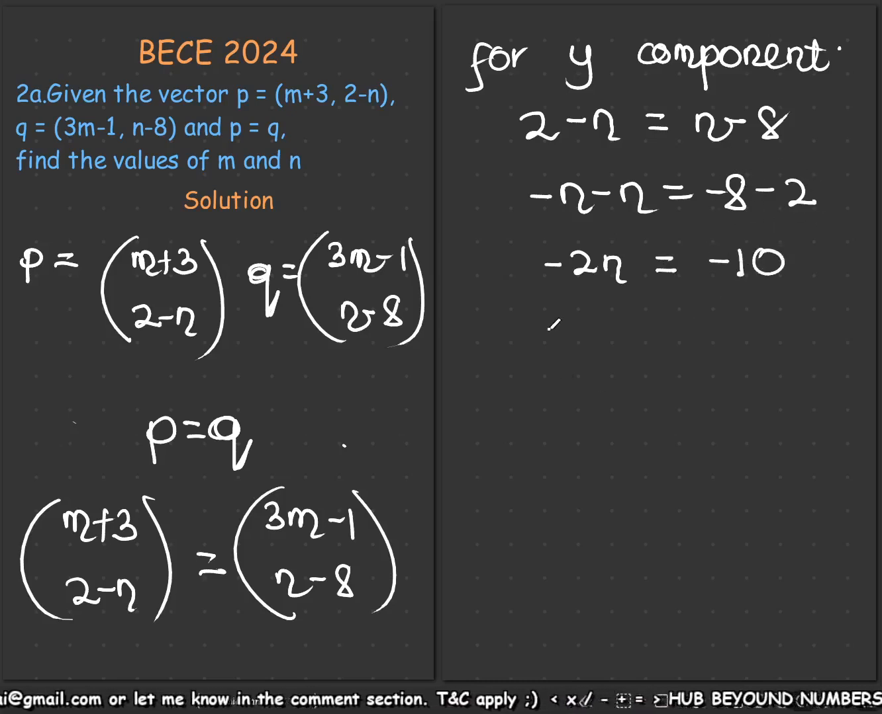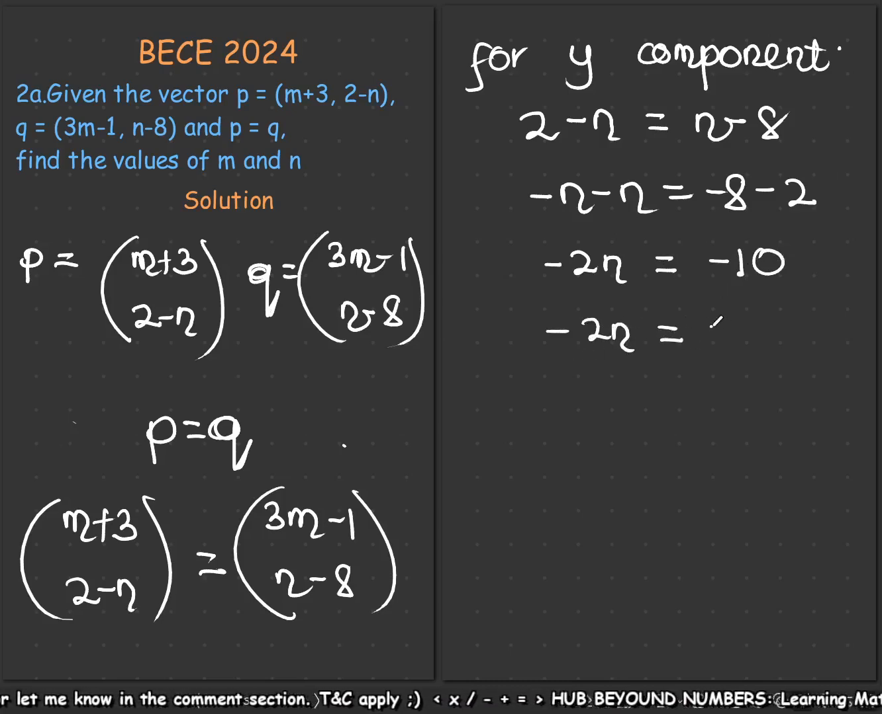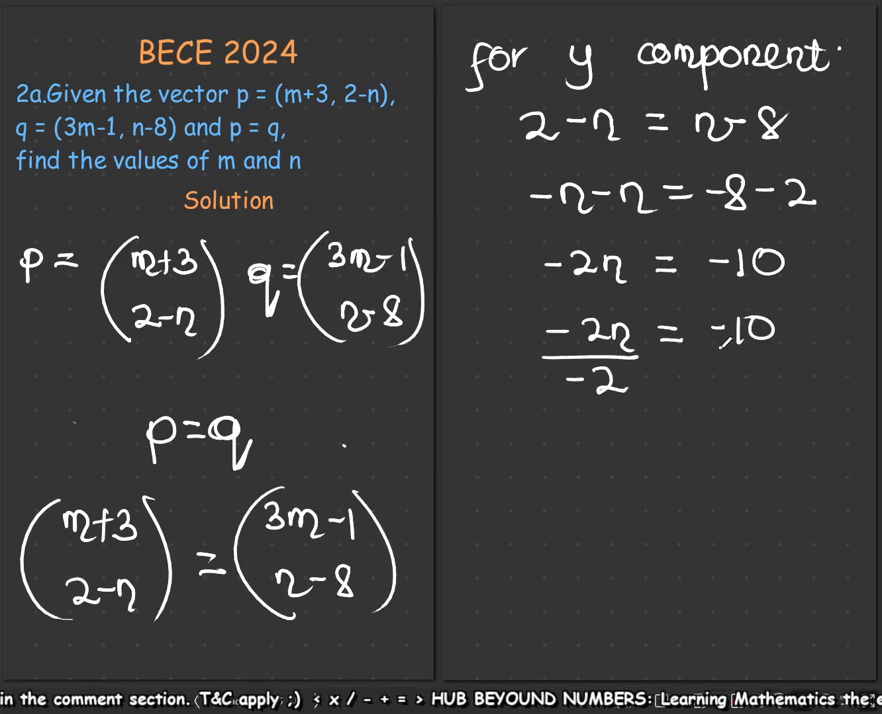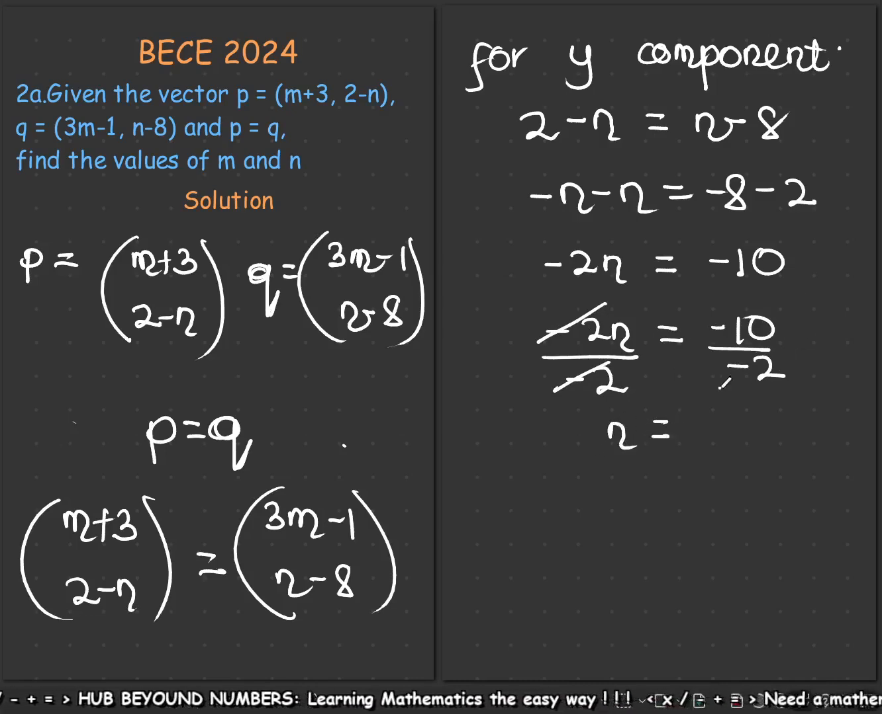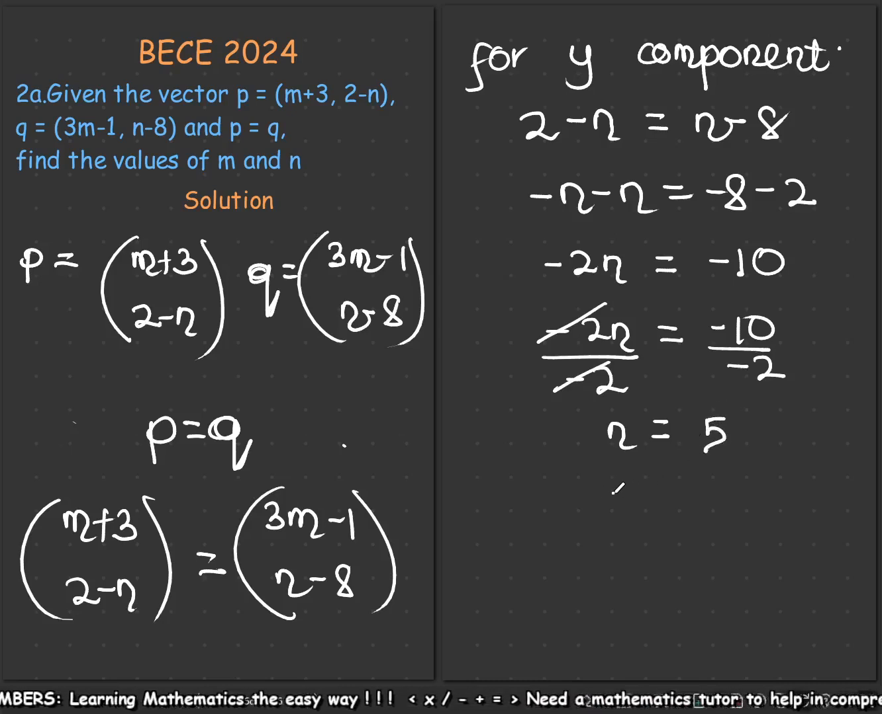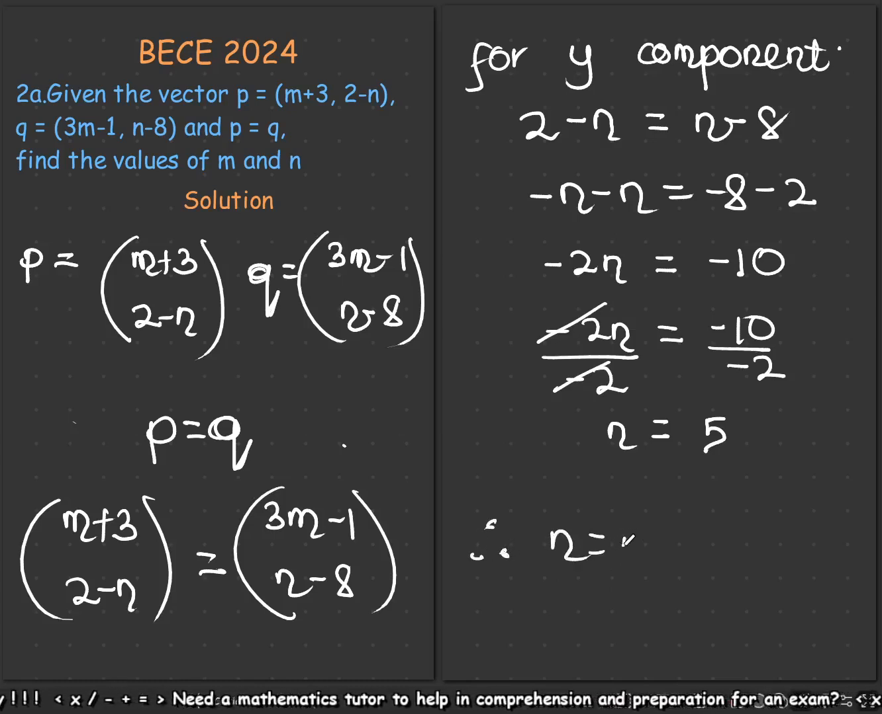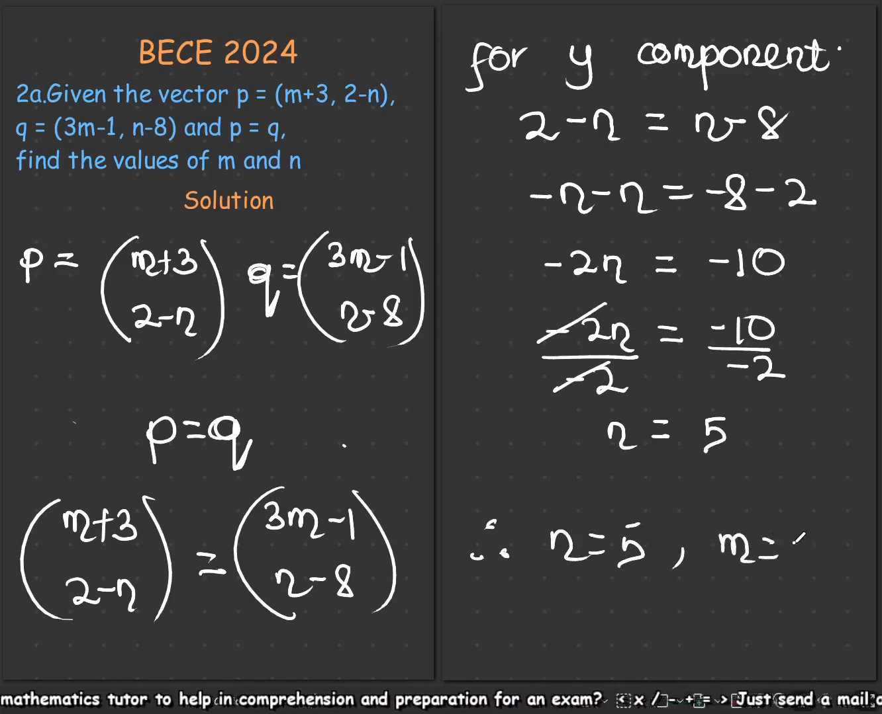So to solve for our n, we will need to divide both sides by negative 2. So dividing both sides by negative 2, we have our n, which is equal to negative 10 divided by negative 2, which gives us 5. So we've been able to solve for our m, and we've also been able to solve for our n. They say therefore n is equal to 5, and our m is equal to 2. As simple as that. So as I said earlier on, this is a question on vectors.